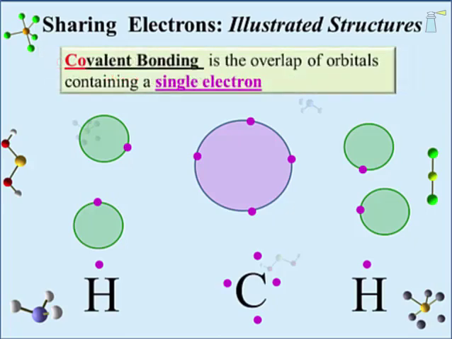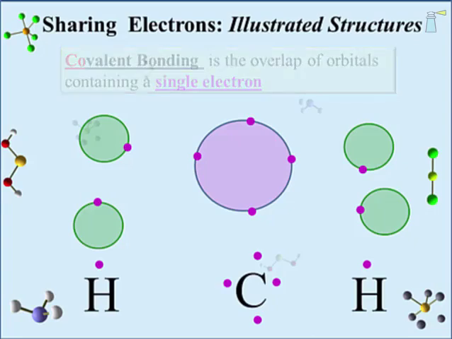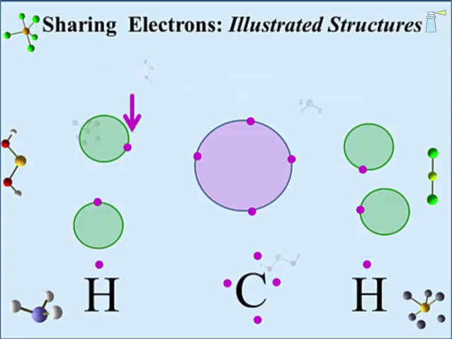It is of utmost importance to recognize that covalent bonding is the overlap of orbitals that contain a single electron. We call that a half-filled orbital. We see that the orbital on hydrogen and each of the 4 orbitals on carbon have only 1 electron in them and can therefore participate in covalent bonding. Not all orbitals on all atoms will meet that criterion.